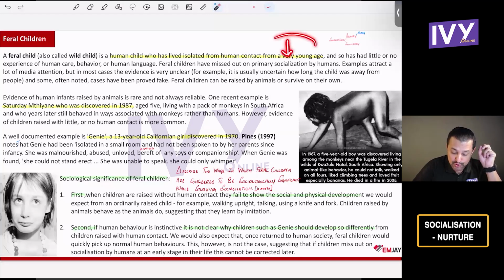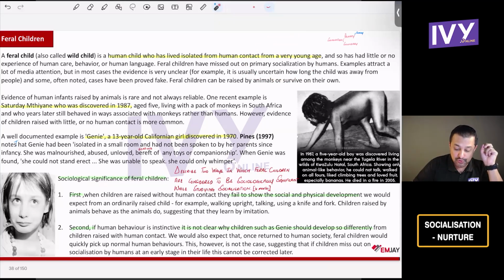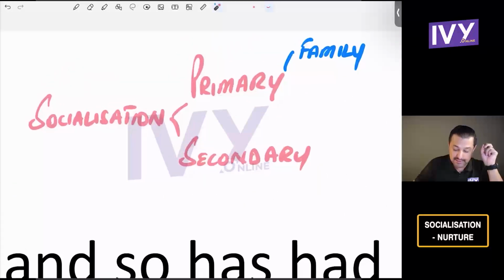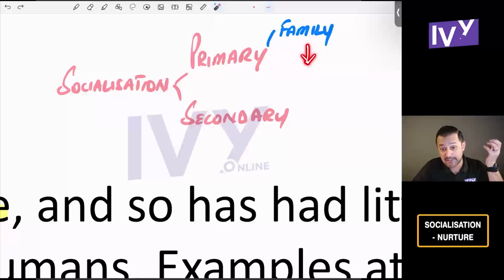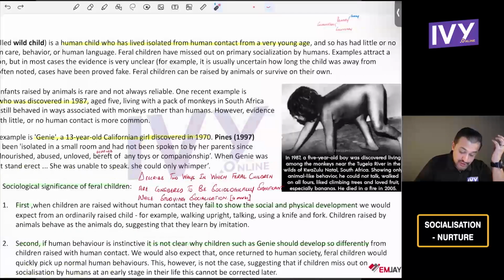Now, when we speak about socialization, we broadly divide the socialization process into two phases. Number one is referred to as primary socialization, and the second one is referred to as secondary socialization. Now, as we speak about primary socialization, I'm sure you'd all agree, we're all socialized by our families. It is our families that teach us how to walk, how to talk, how to eat, how to sit, how to act like humans, and be able to fit in within a society. So, feral children have missed out on primary socialization by humans.